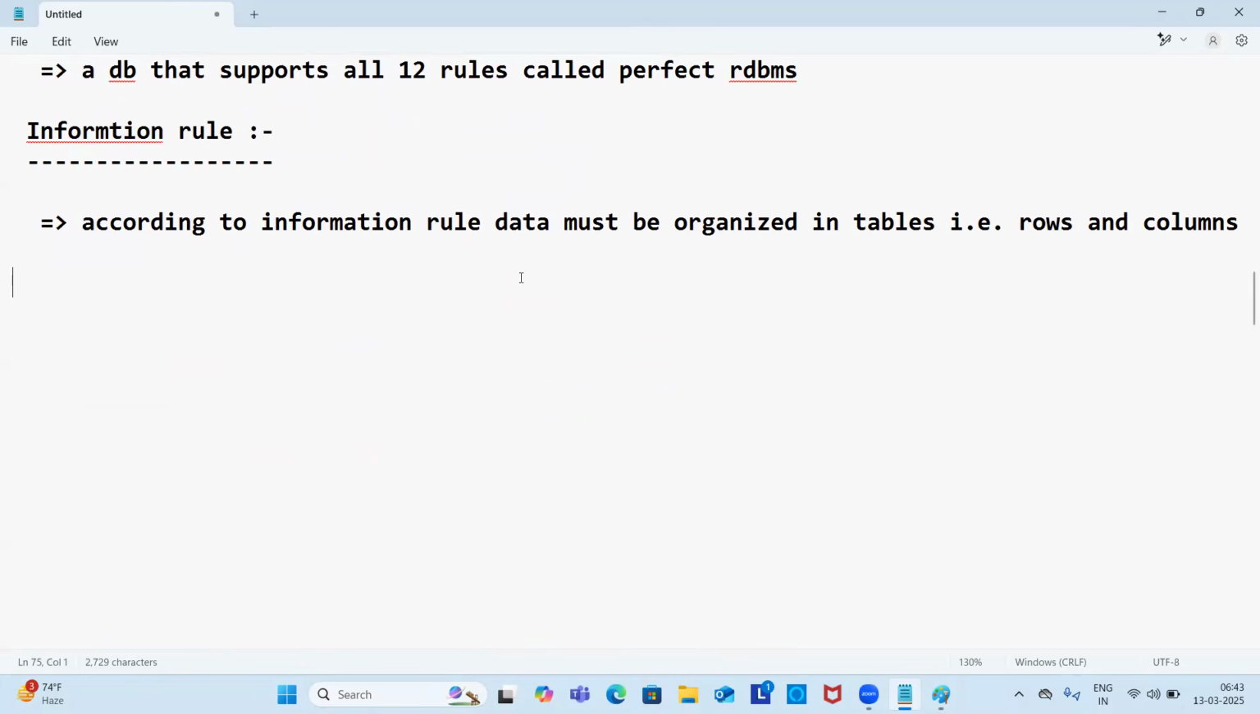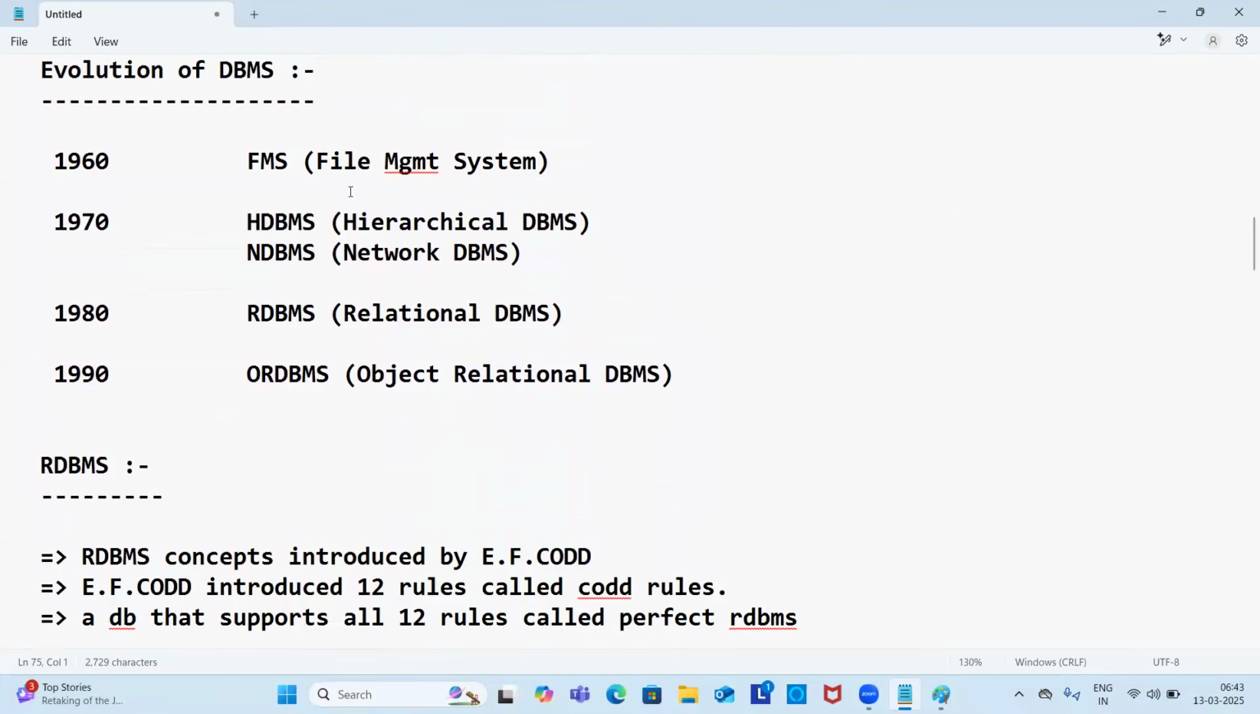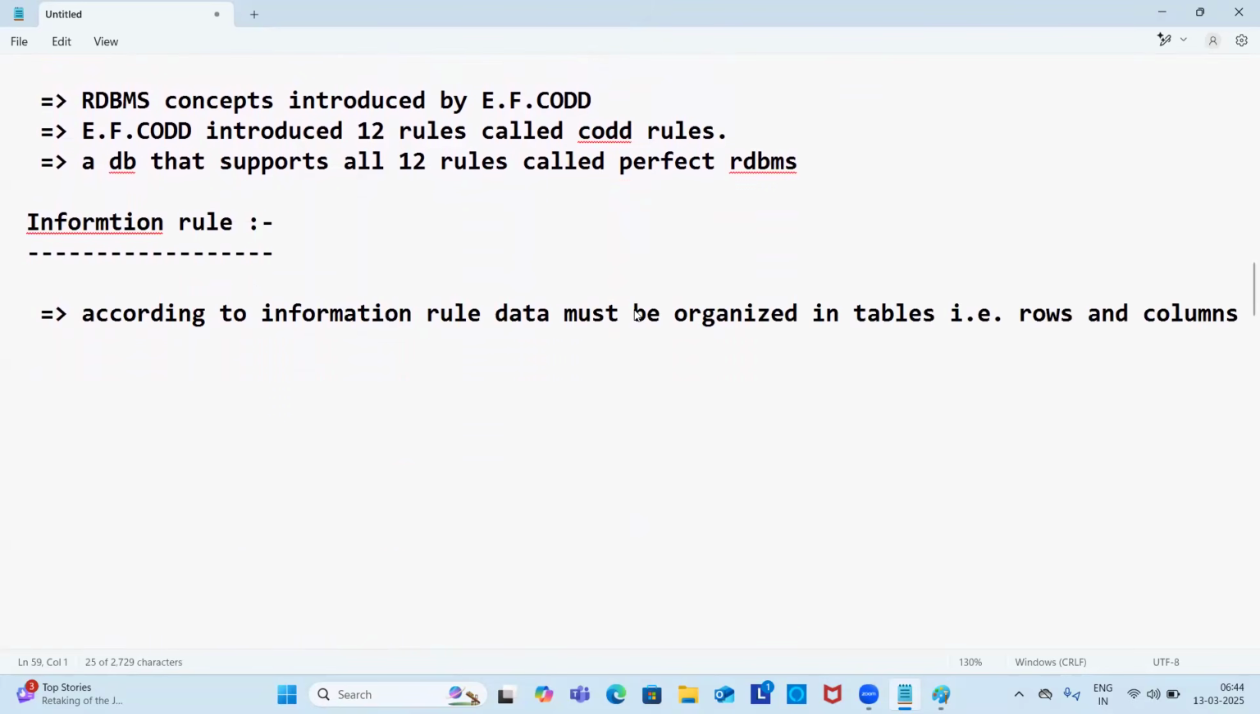Most of the companies migrated from the file management system to RDBMS. If they were already using HDBMS, they migrated to RDBMS. If they were already using NDBMS, they migrated to RDBMS. So most of the companies migrated from these systems to RDBMS. RDBMS became very famous.